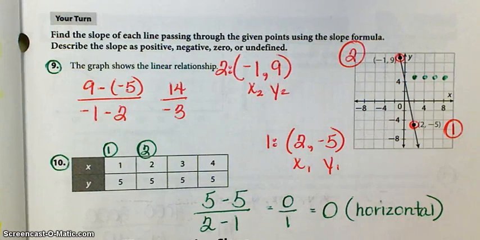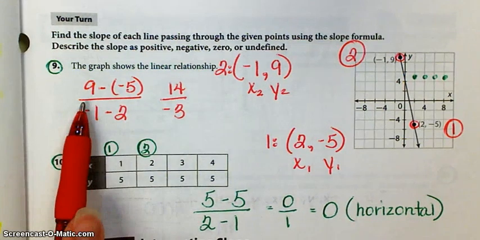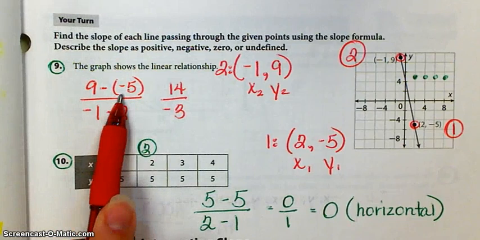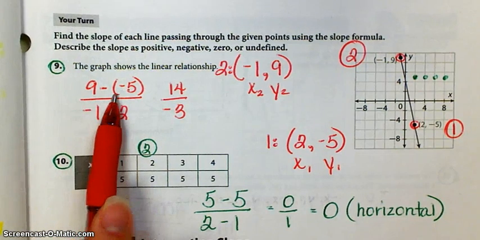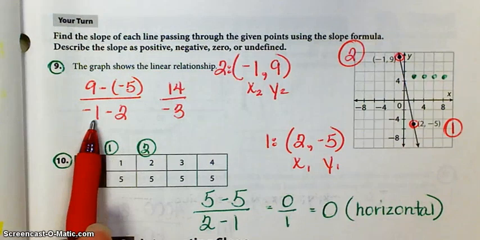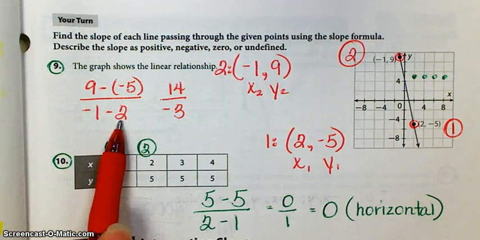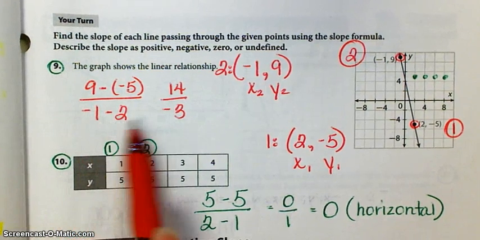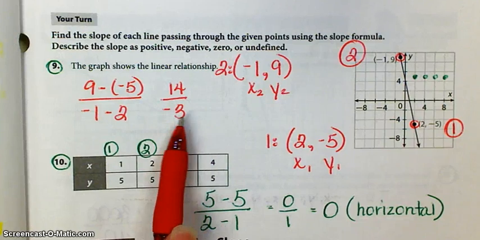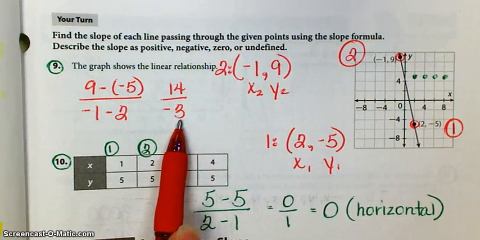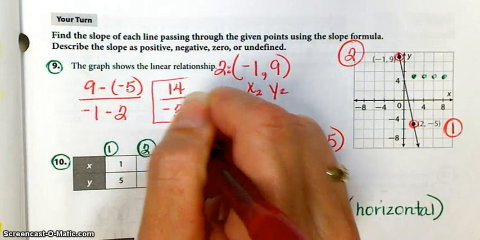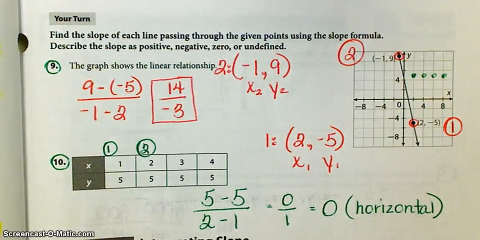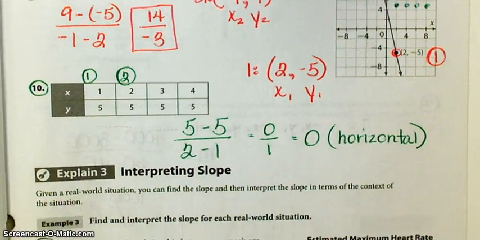It doesn't really matter which one's point 1 and point 2, just be consistent. Okay, so I did y2 minus y1. Again, you're subtracting a negative, which means really you're saying 9 plus 5, which is 14. And then x2 minus x1, so -1 minus 2, and you get -3. So 14/3 is the slope of this line. And you can just leave it as an improper fraction. That's not going to bother me. But just make sure it's in lowest terms.